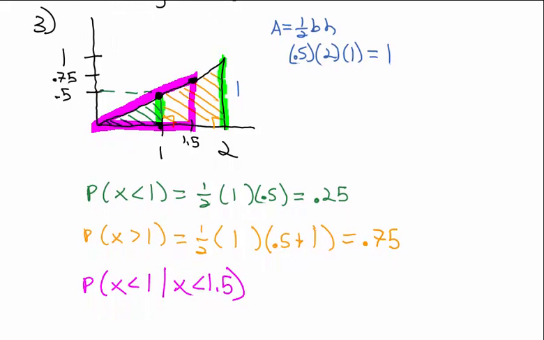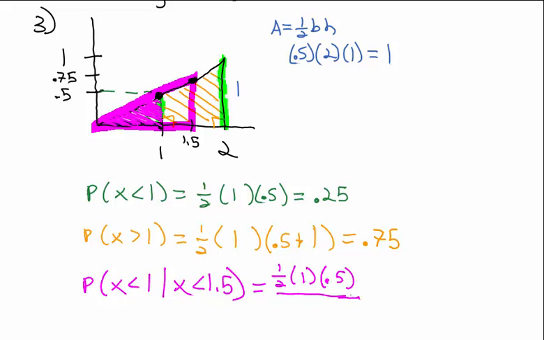Well, the way we do that is we do the probability of both divided by the probability of the denominator. Well, both, we want to be both less than 1 and less than 1.5. So both is going to fall into the just less than 1. So triangle is 1/2 base. The base is 1 times the height. The height is 0.5.